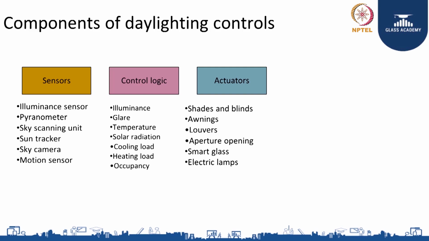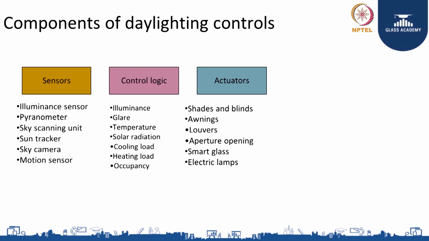Now the question is, what is the logic which sits here and controls these actuators? So a simple logic would just measure the illuminance level on this task environment. The signal can come from an illuminance sensor or any other sensor, and then try to maintain it by controlling the daylighting devices as well as the artificial light. However, usually it is not that simple.